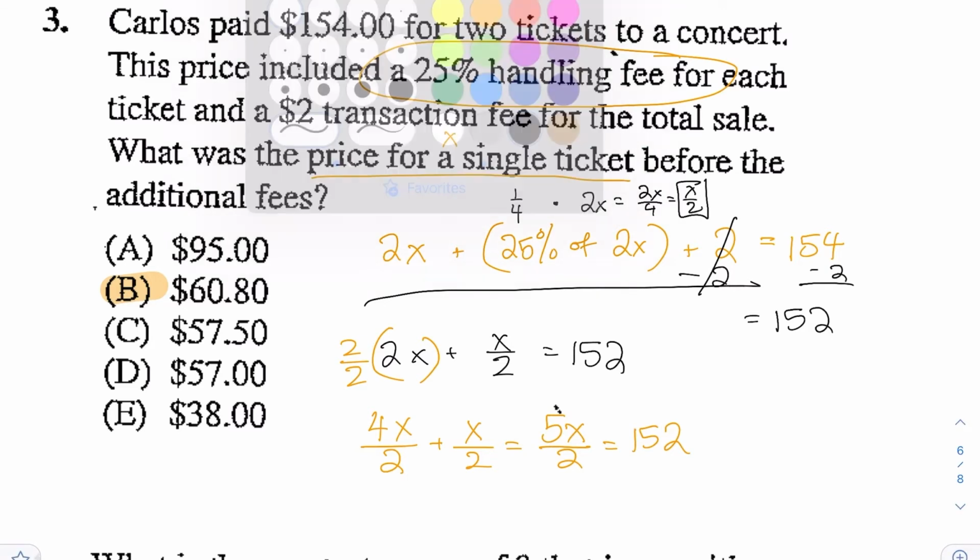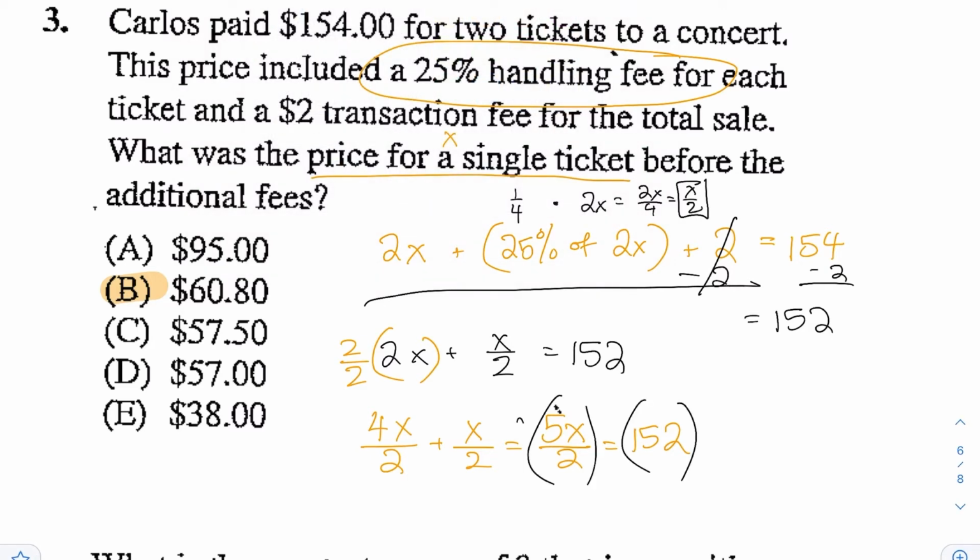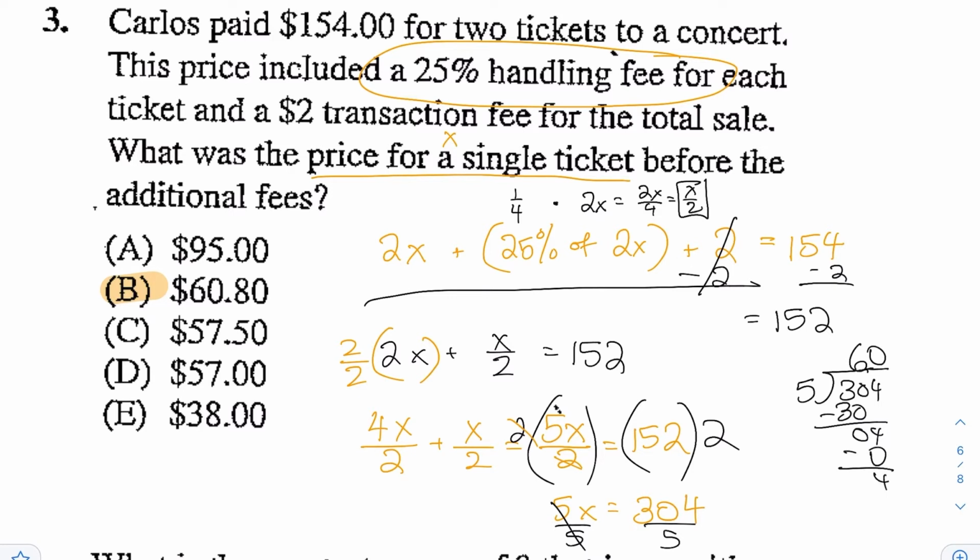And now you have to multiply both sides by 2 to cancel out the denominator on the left, which will give you 5x is equal to 304. And then the last step, you have to divide by 5. So 304 divided by 5. And 5 goes 0 times into 4. So you get a remainder of 4. And this is really 60 4/5 or $60.80, which is choice B.